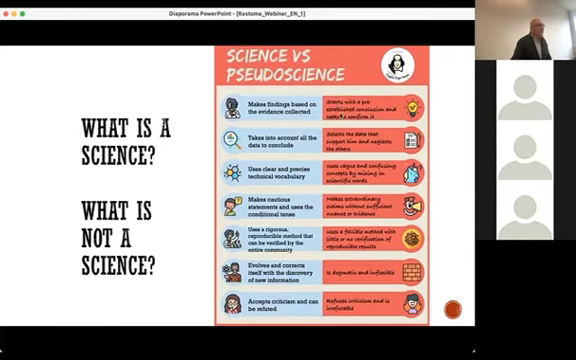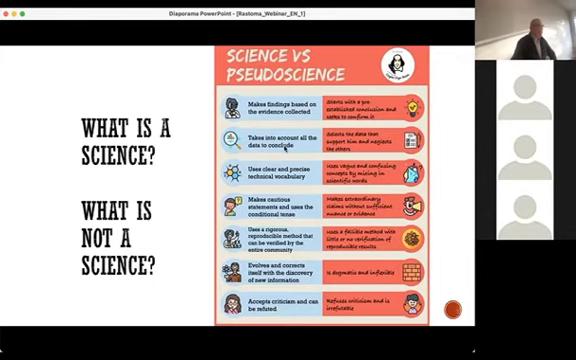For pseudoscience, you start with a pre-established conclusion, and you try to confirm this pre-established conclusion. This is a very bad way to do science. Sometimes you can see this even in publications, but this is not a good way to do science. You must let the data talk. You must not try to make the data do what you want.